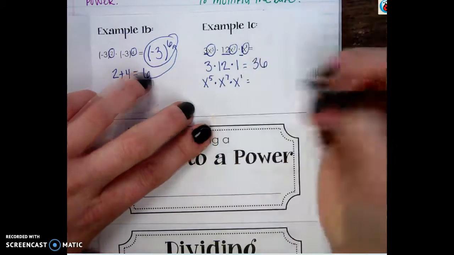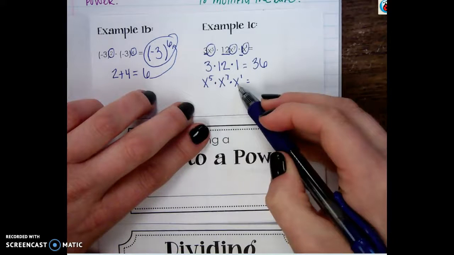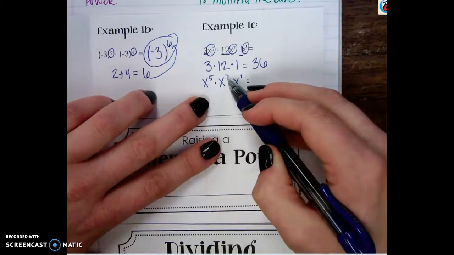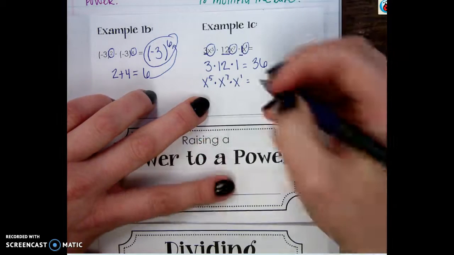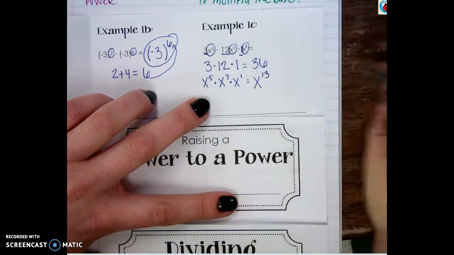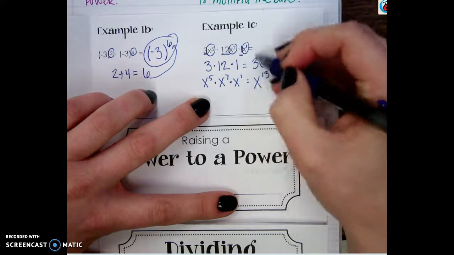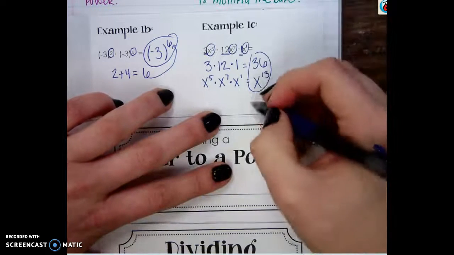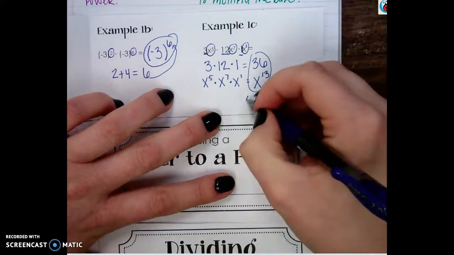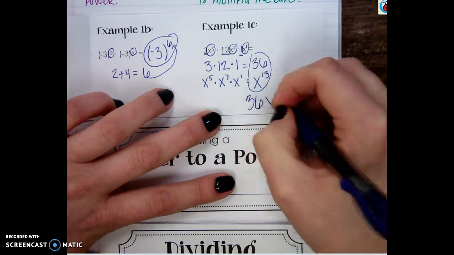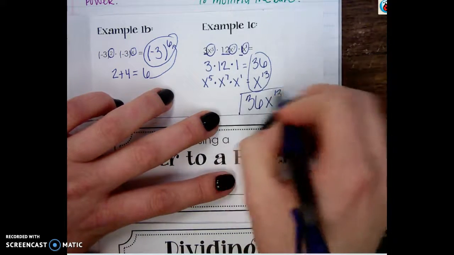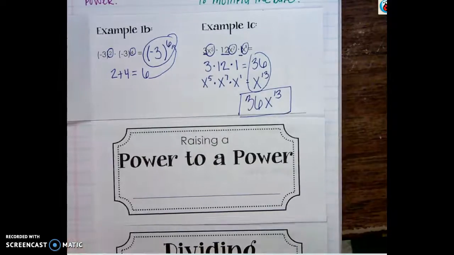Well, what is our rule again? When we all have the same base, we're going to add our exponents. So 5 plus 7 plus 1 is 13. Keep the base of x to the 13th power. Now we're going to combine these together, and we're multiplying. This is multiplying powers with the same base. 36 x to the 13th. And that's your final answer. Okay? All right, moving on.